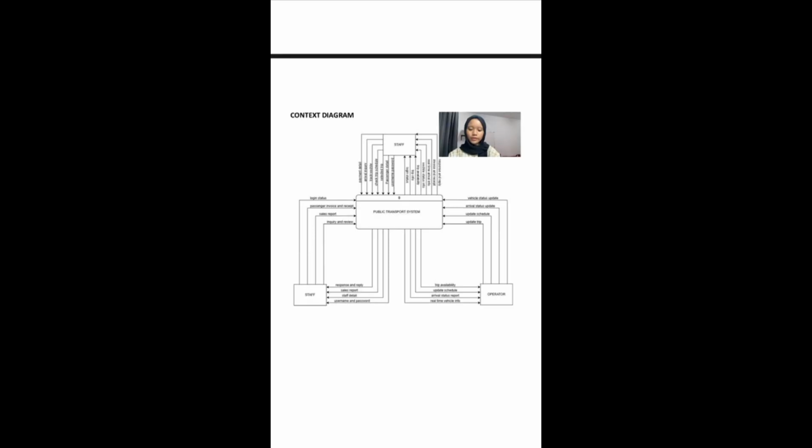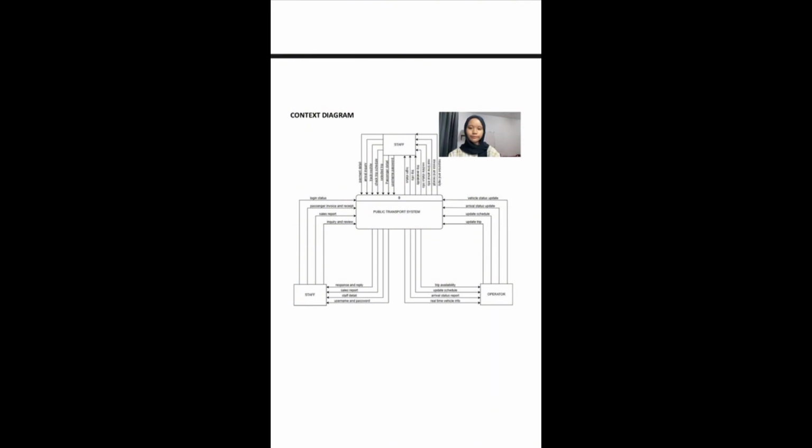And then the staff use the system to manage trip schedule and staff details, log in and log out, generate sales report, and respond to passenger inquiries. Lastly, operators are responsible for updating vehicles and arrival status, managing trip schedule, and providing real-time vehicle information back to the system. All this interaction shows how the public transport system connects users, staff, and operator in a smooth and organized flow of information.